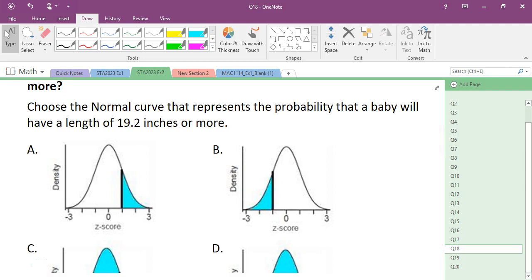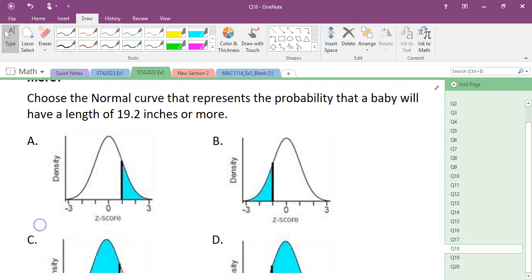Well, what should we probably do first real quick? Put your mean in the middle, and we can do that. But what if we just want to work with this as the normal without having to do that? What else could we do? Process of elimination, we could do that. But what could we do to the 19.2? We could turn it into a z-score. And then that will help us know which picture we should look at.